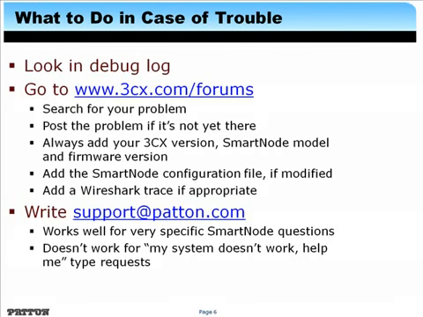Add a Wireshark trace. That's something appropriate as well, because it shows all the SIP message flow and maybe it gives additional hints on what could go wrong in your case. And if you have specific questions about smart nodes and their configuration, write to support@patton.com.